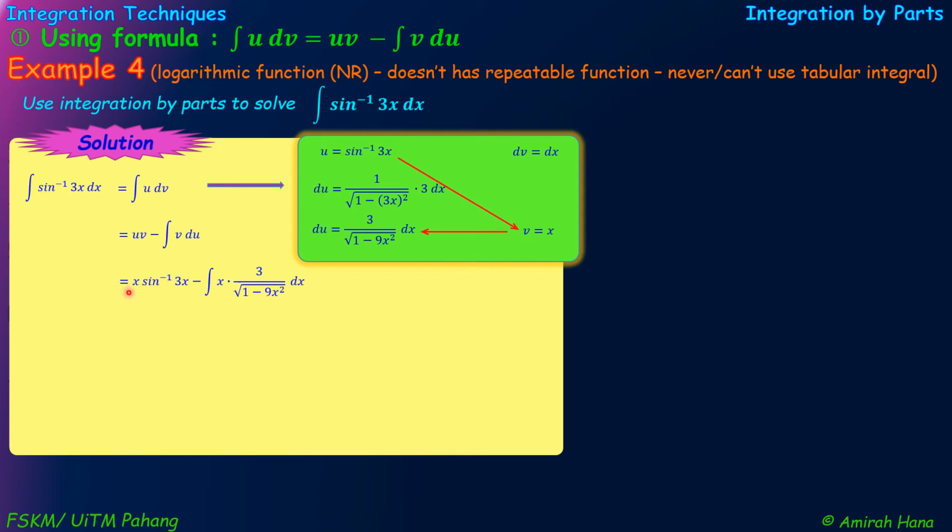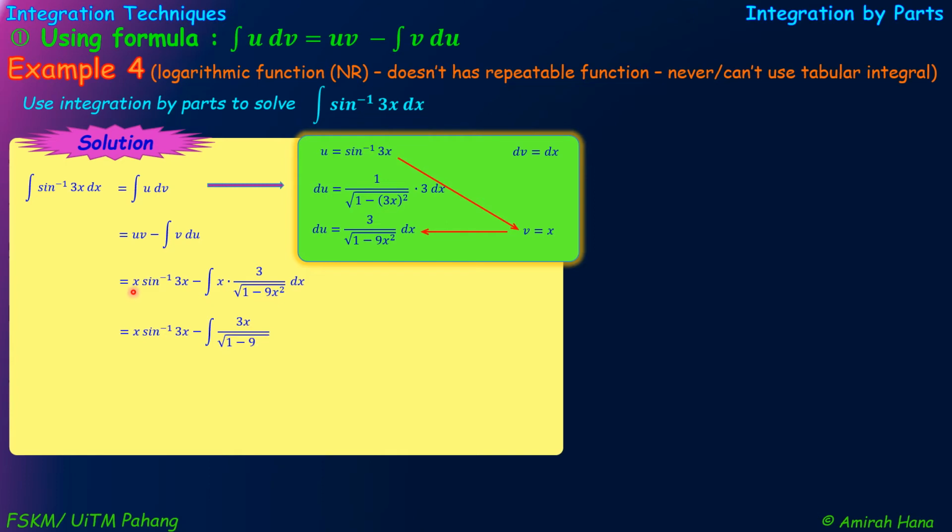And to avoid error, we can put the single x in front here, because if we put the single x beside 3x here, some students tend to multiply x and 3x. Actually, we cannot multiply x and 3x because 3x here is the argument of the inverse sine function. So to avoid error, we better put x in front here. And then minus integration of v, we replace by x, du equals 3 over square root of 1 minus 9x squared dx.